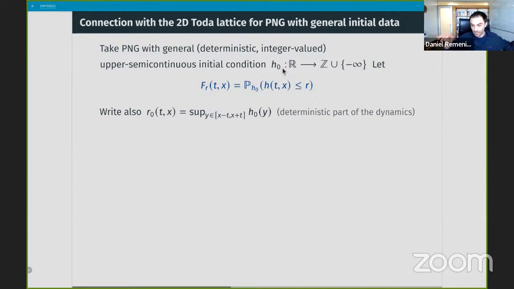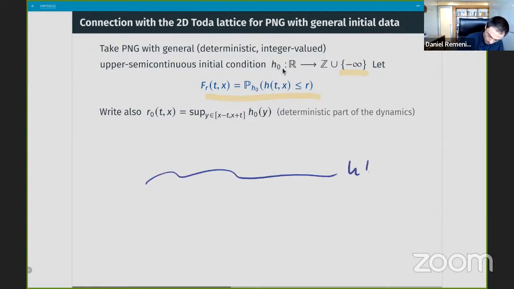Remember, it's just an interface which lives on the reals, and it takes values in the integers. It can take the value minus infinity. That's not a problem, okay? Because I want to think about these functions as upper semi-continuous functions, and minus infinity is okay. So in particular, this covers the case of the narrow wedge initial condition. And I define, again, this distribution function. So now H0 is fixed. And what this is asking is, I have my height function H of t, and I fix some x, and I ask, what's the probability that that height is less than r? Okay, so that's just the one point distribution of this function.